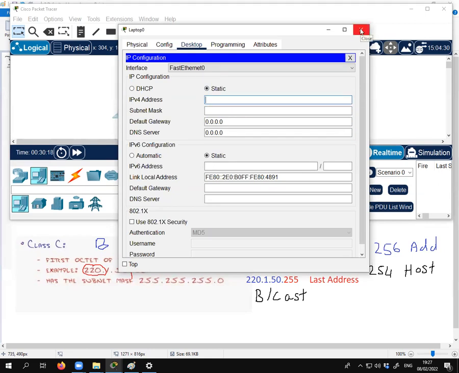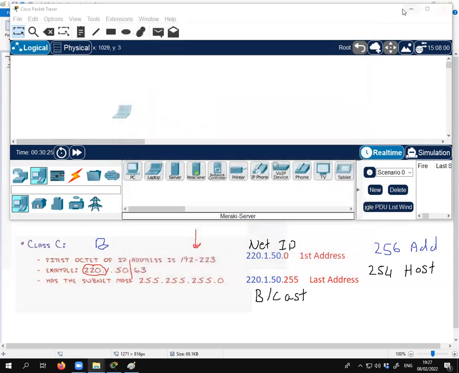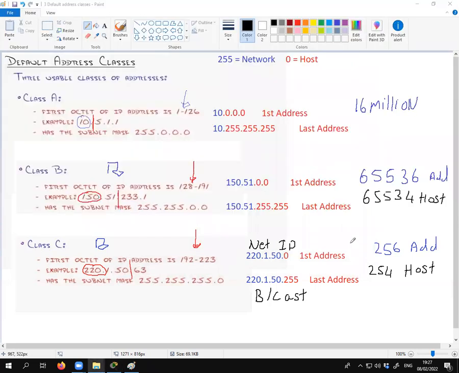So any questions on that? You need to understand the difference between an address and a usable host. 256 IP addresses, 254 usable hosts. Okay, close up there.